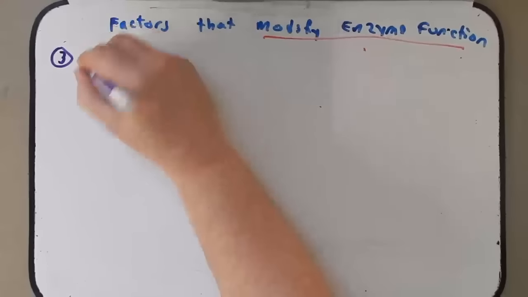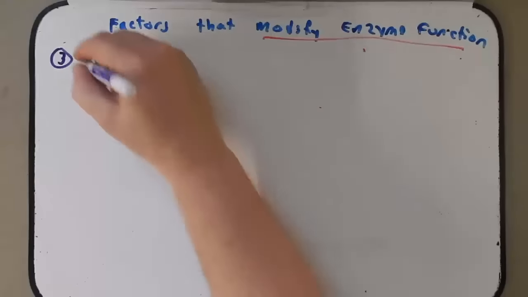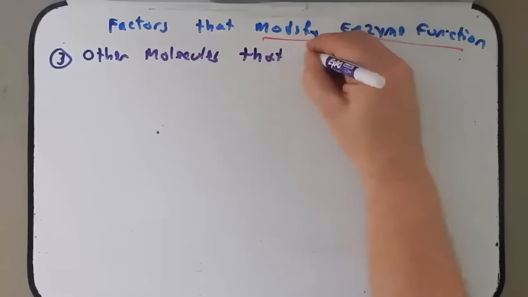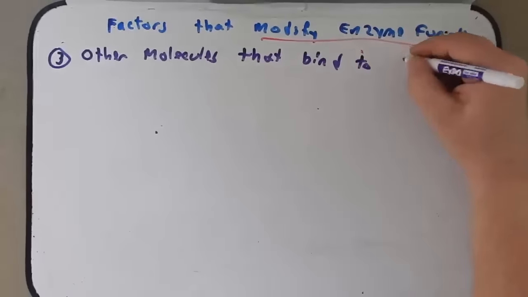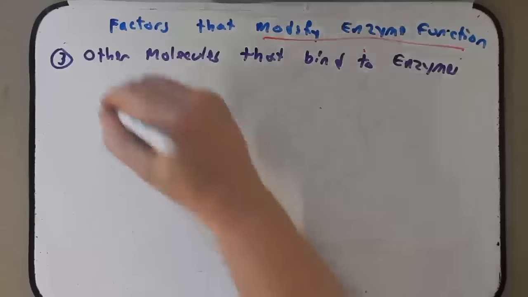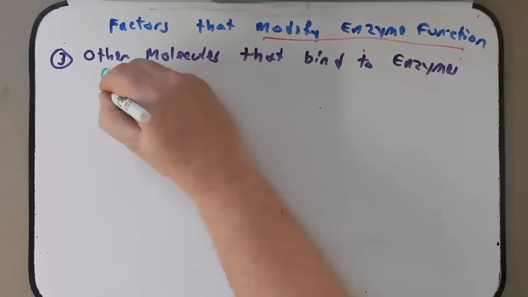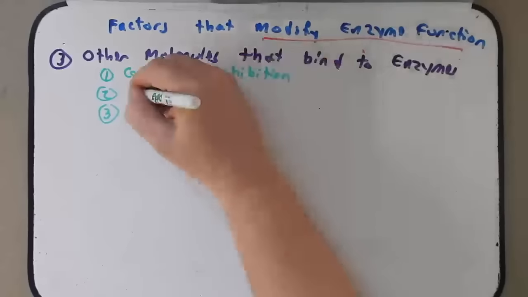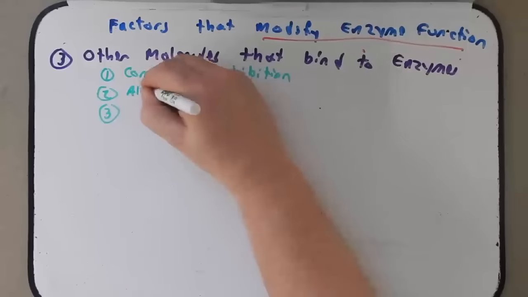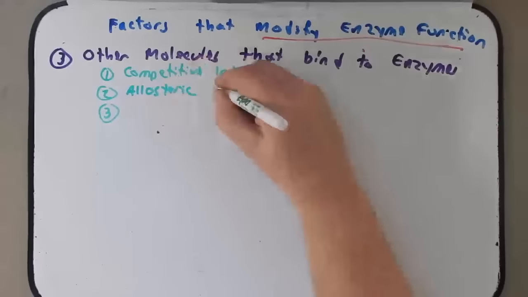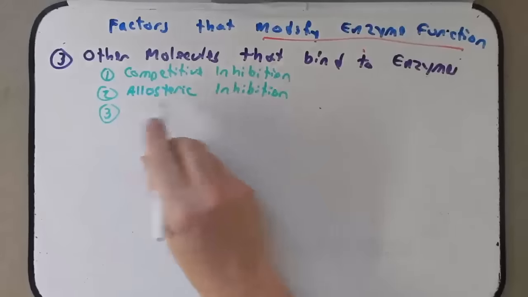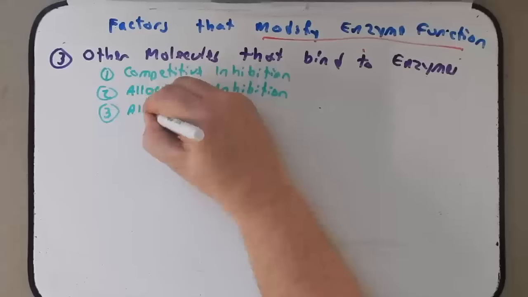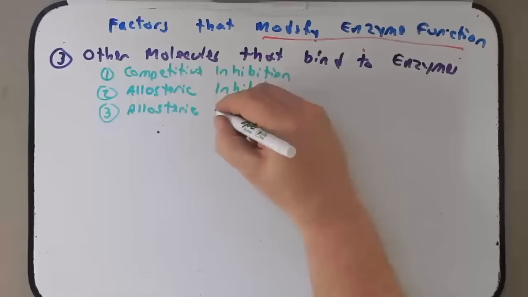Now let's move on to our third factor that modifies enzyme function. And remember, this one was other molecules that bind to enzymes. And to talk about this, I want to talk about 3 examples. The first is competitive inhibition. The second is allosteric inhibition. Sometimes this would be called non-competitive inhibition, but we're going to call it allosteric. And also we want to talk about allosteric activation.